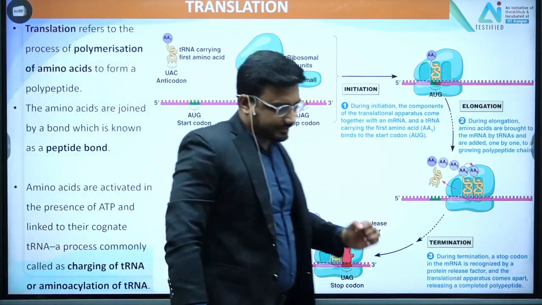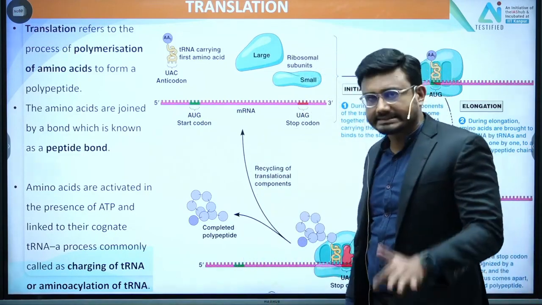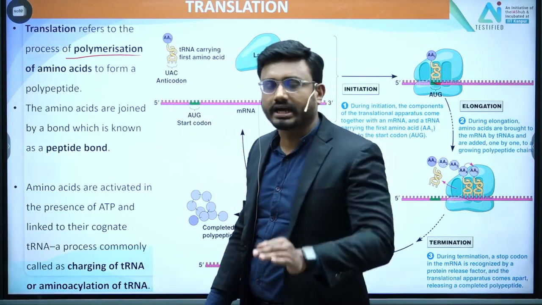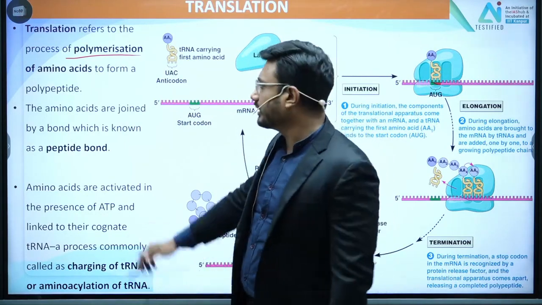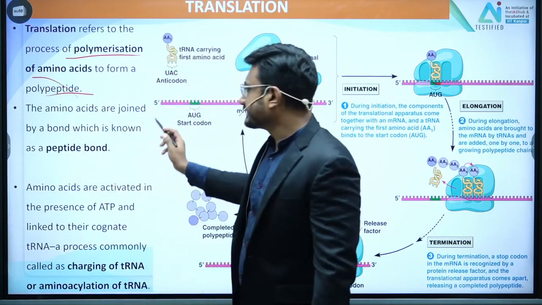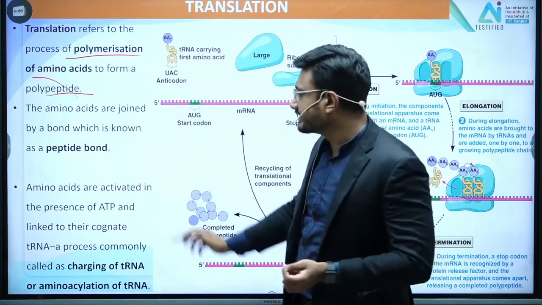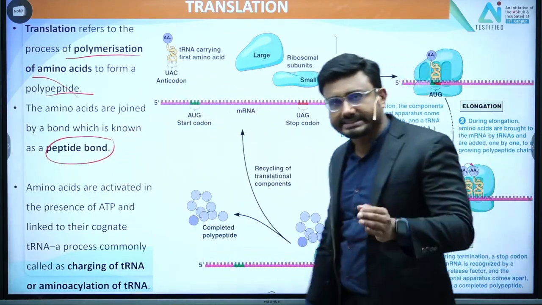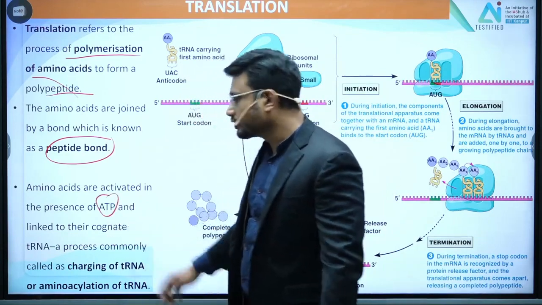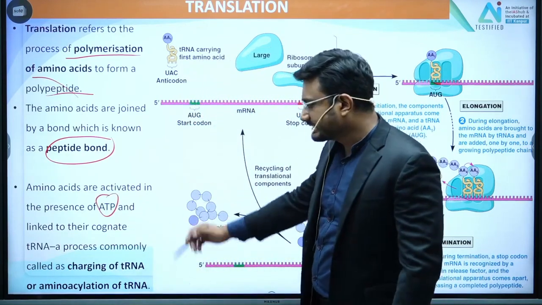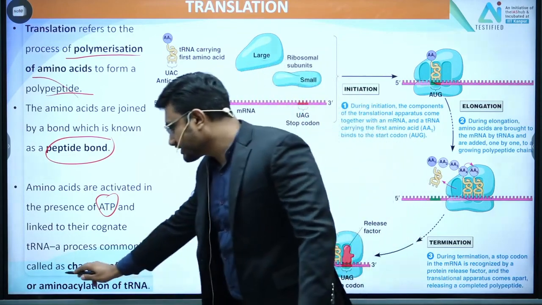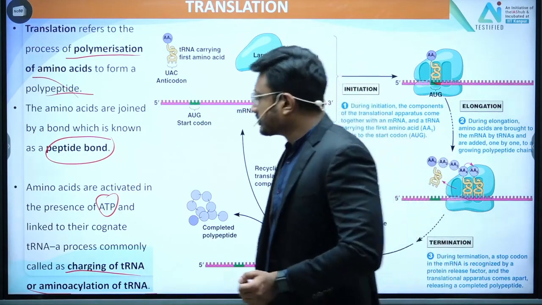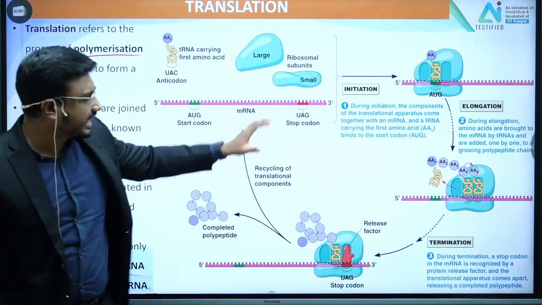So translation. What is happening in the case of translation? Translation refers to the process of the polymerization of the amino acids to form the polypeptide. The amino acids are joined together by a bond known as a peptide bond. Amino acids are activated by the presence of ATP and linked to their cognate tRNA. This process is known as the charging of tRNA or the aminoacylation of the tRNA. So now let us go through the translation process.